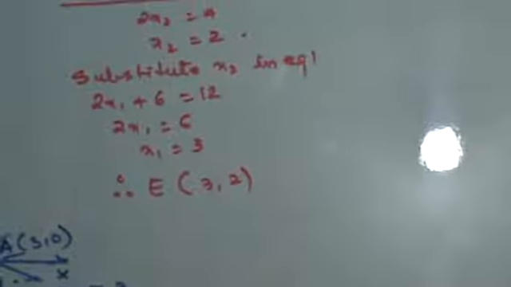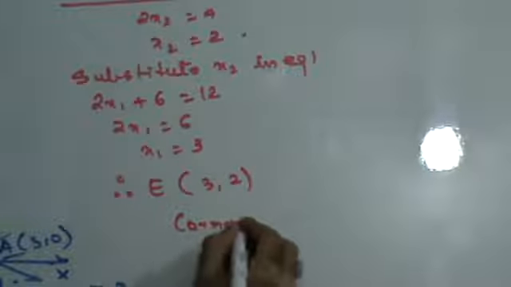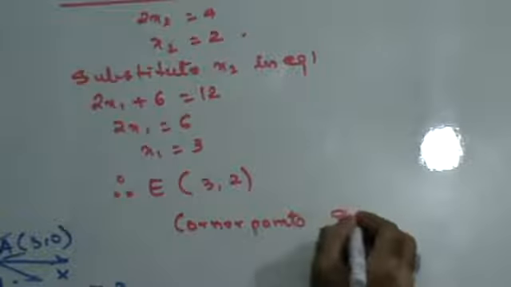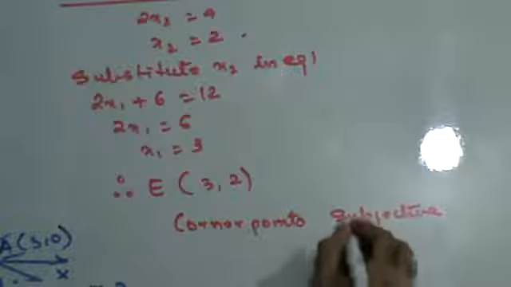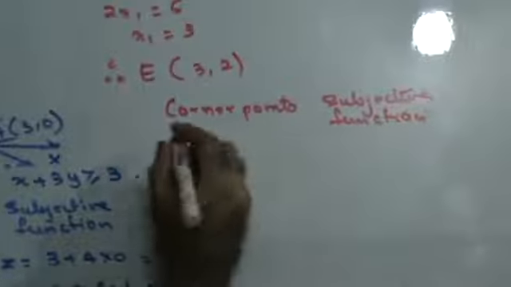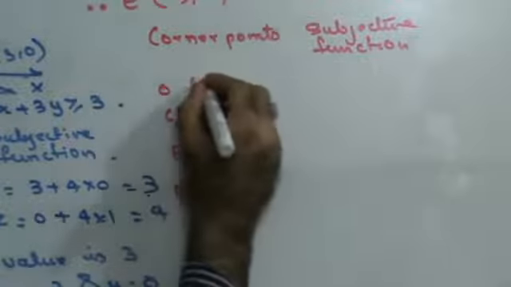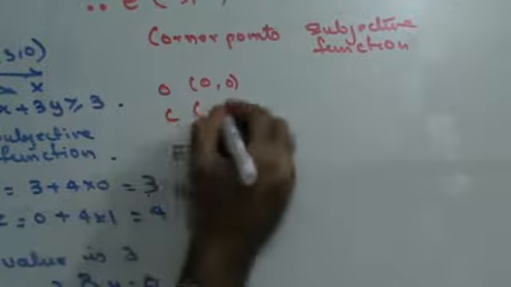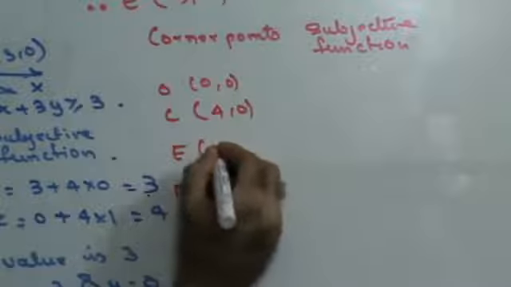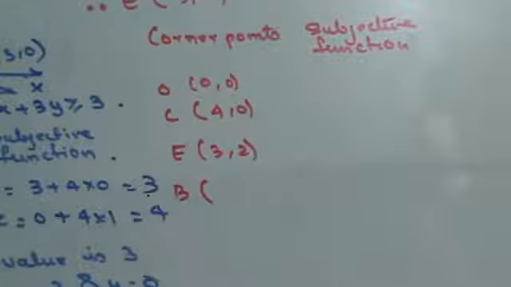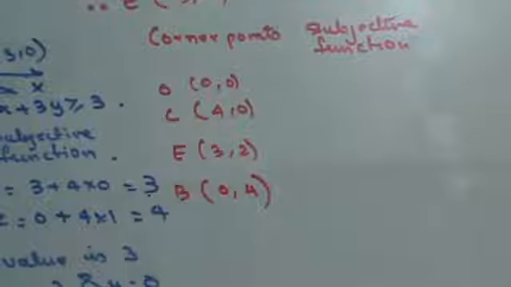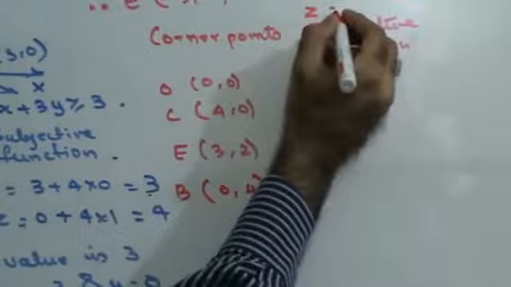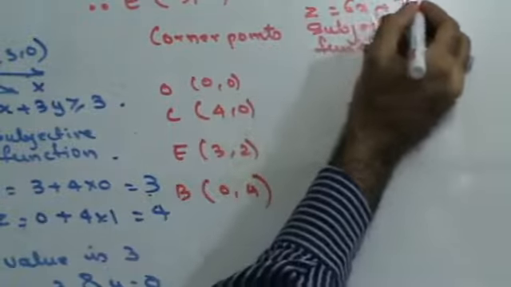Once I have this, then I can say corner points and objective function. Corner points are O, C, E and B. 0, 0, C. C is going to be 4, 0. E is going to be 3, 2. B is going to be 0, 4. Right? Z is nothing but 6x1 plus 7x2.